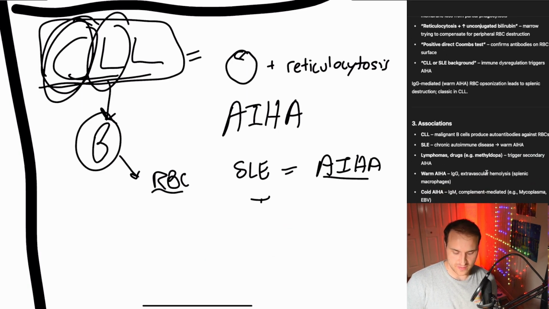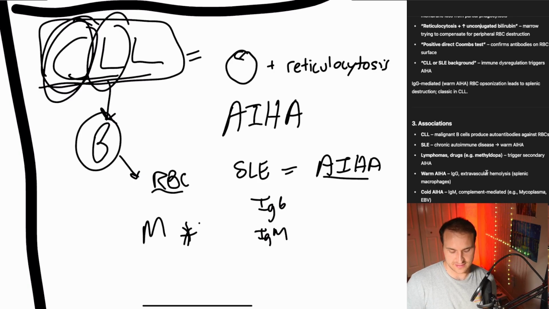And so our warm, we think of IgG, and then our cold, we think of IgM. The way to remember this is that IgM actually looks like a snowflake. If you look at it, the pentamer looks kind of like a snowflake. So it's cold, complement mediated.